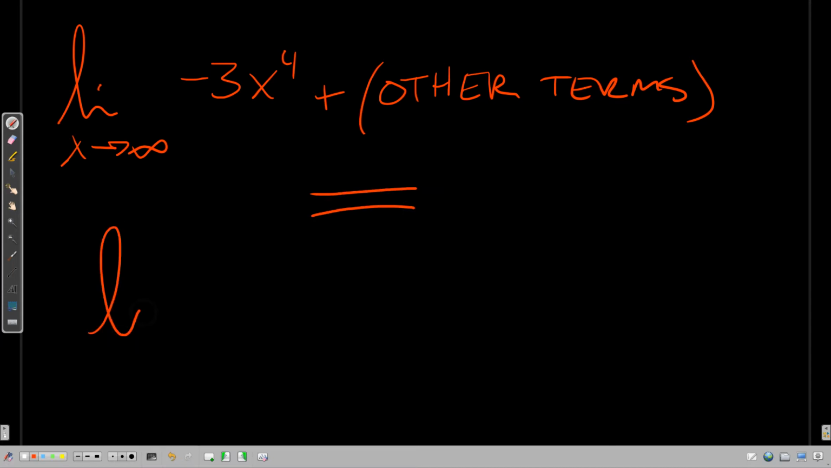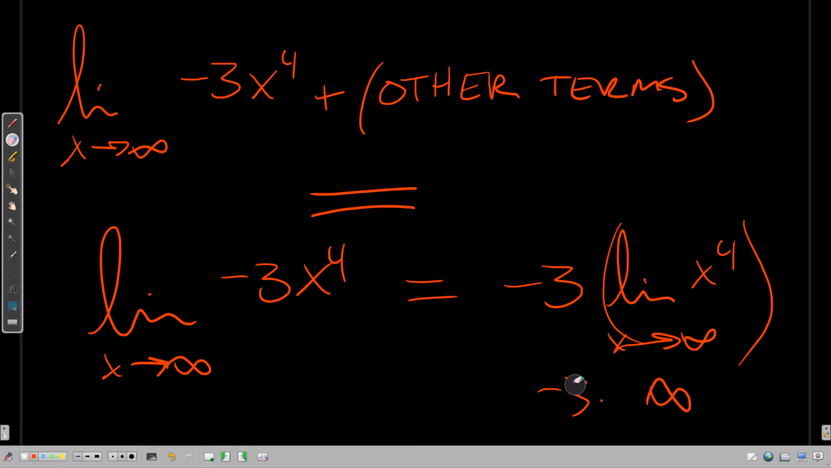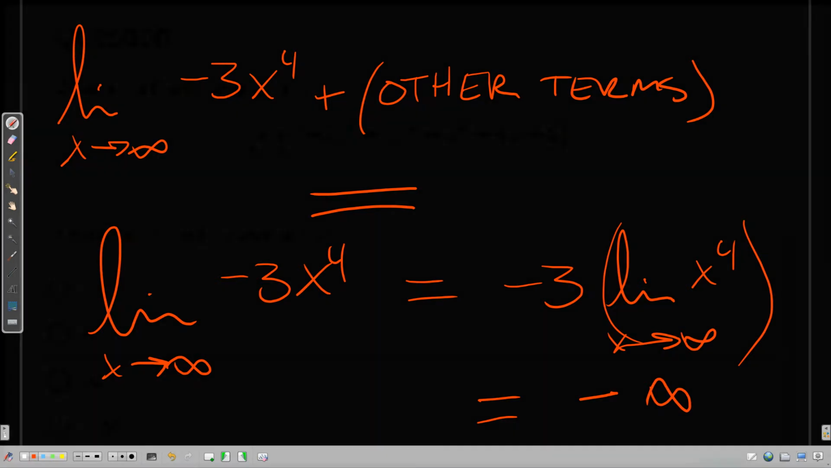This limit will behave exactly the same as the limit towards infinity of minus 3x to the fourth, which is the same thing as minus 3 times the limit as x goes to infinity of x to the fourth. That limit is infinity, but being multiplied by negative 3 makes it minus infinity. So overall here, our answer is minus infinity.